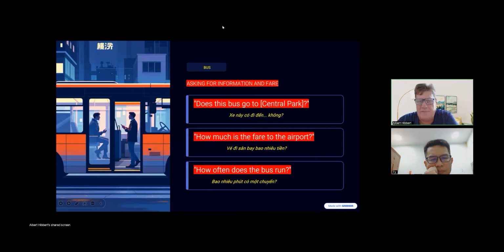Okay, so when we ask for information, for example, how much will it cost? What is the fare to go from your pickup point to your drop-off point? Then you can use phrases like this. Does the bus go to Central Park? How much is the fare to the airport? And how often does the bus run?